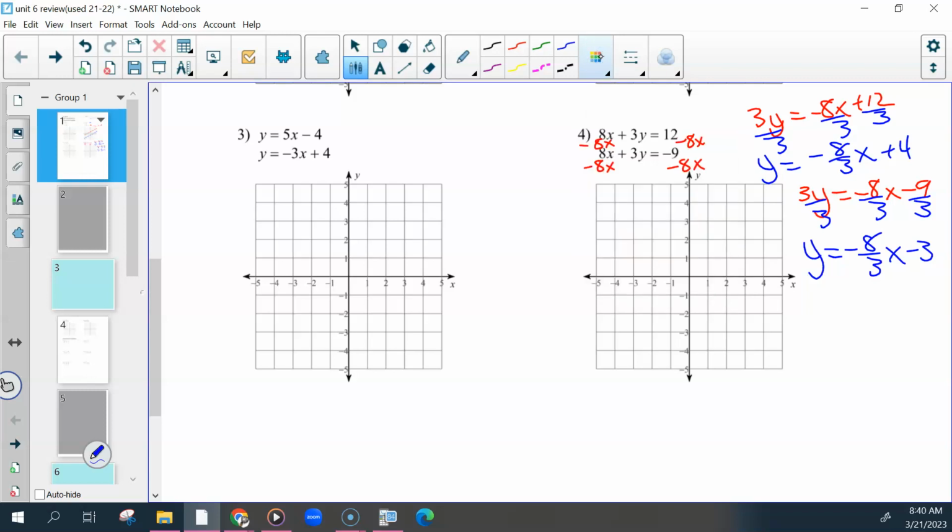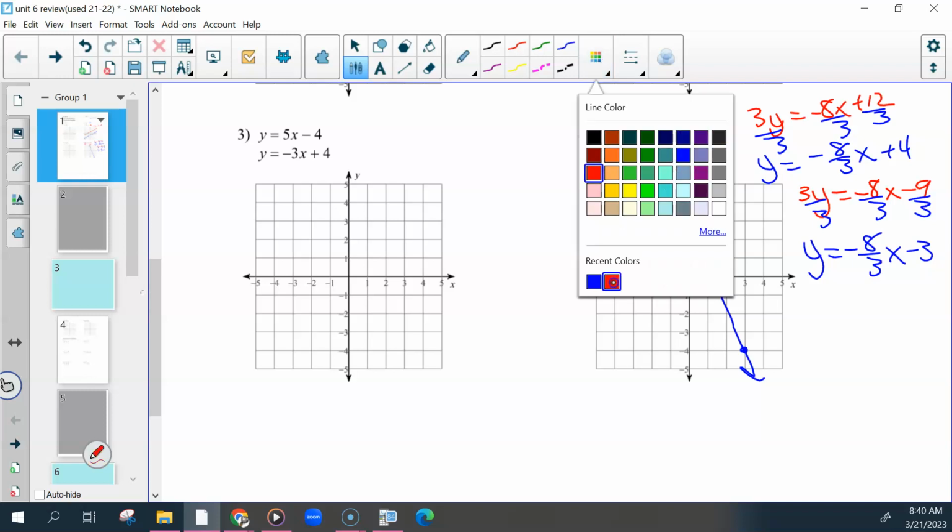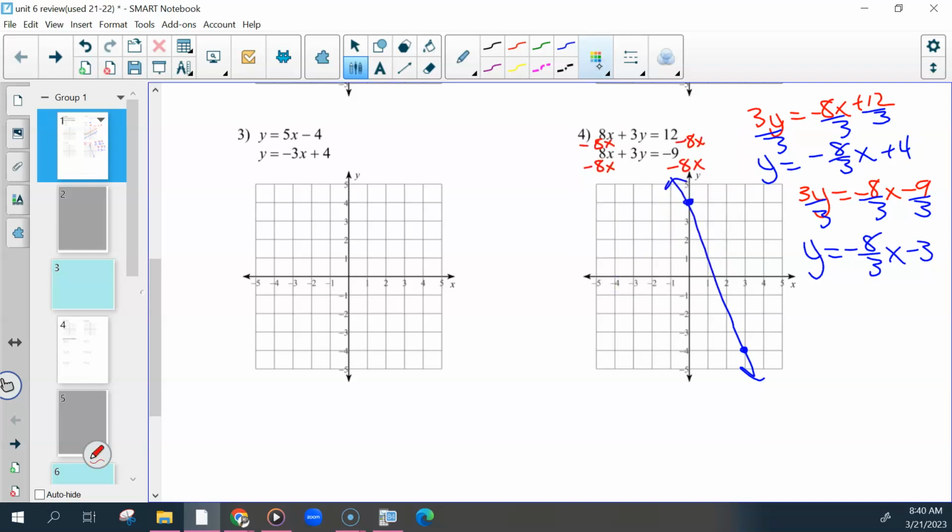Okay, so the first one, we would start at +4, go down 8, and to the right 3. And the other one, we would start at -3 and go up 8. And left 3. And these do not cross, so it would again be no solution.